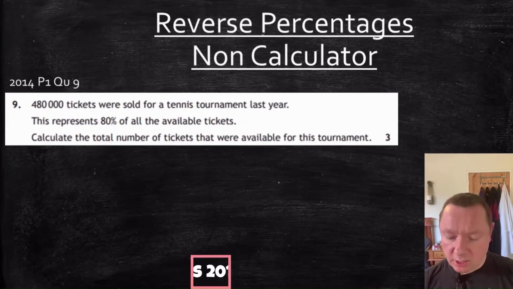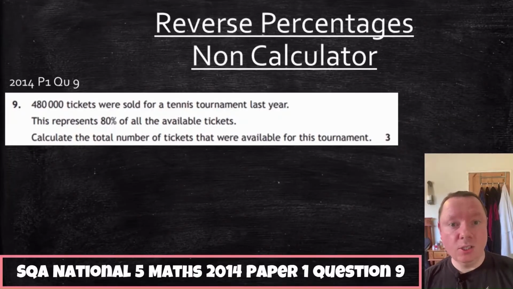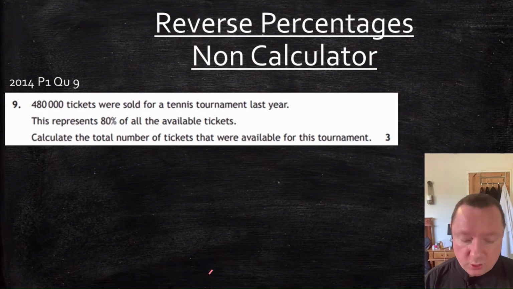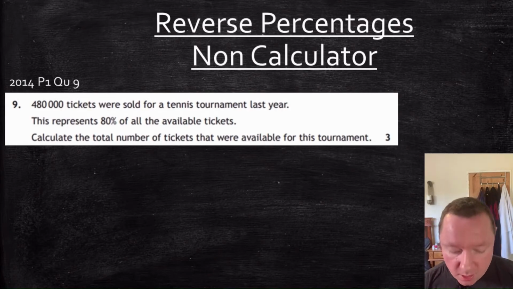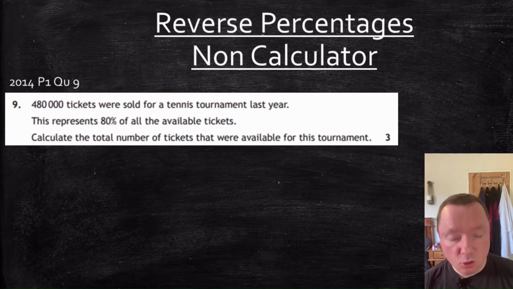Okay, same type of question here, but this time non-calculator. I can't use a calculator at all. So it's 2014, paper 1, question 9. This was from 480,000 tickets were sold for a tennis tournament last year. This represents 80% of all available tickets. Calculate the total number of tickets that were available for this tournament.